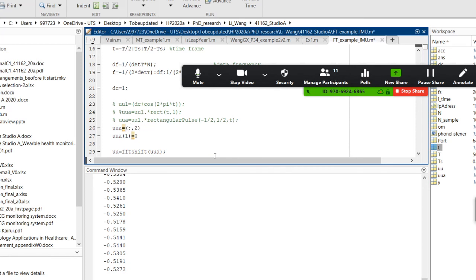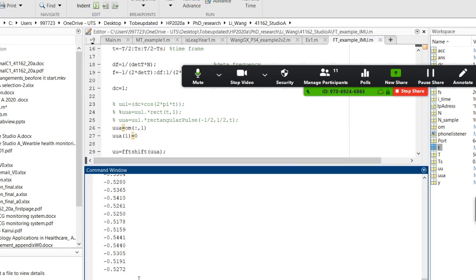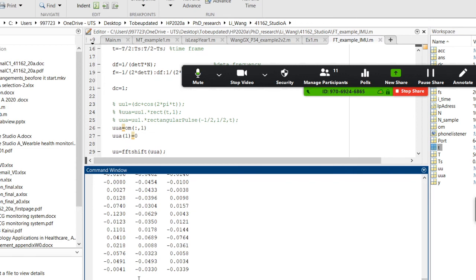look at the gyroscope. We put OM. OM is the gyroscope. We first look at the x-axis to see what happened. So x is 1. If we look at OM, what does OM look like? OM is a matrix, something like this. We can look at the size to see what OM looks like.